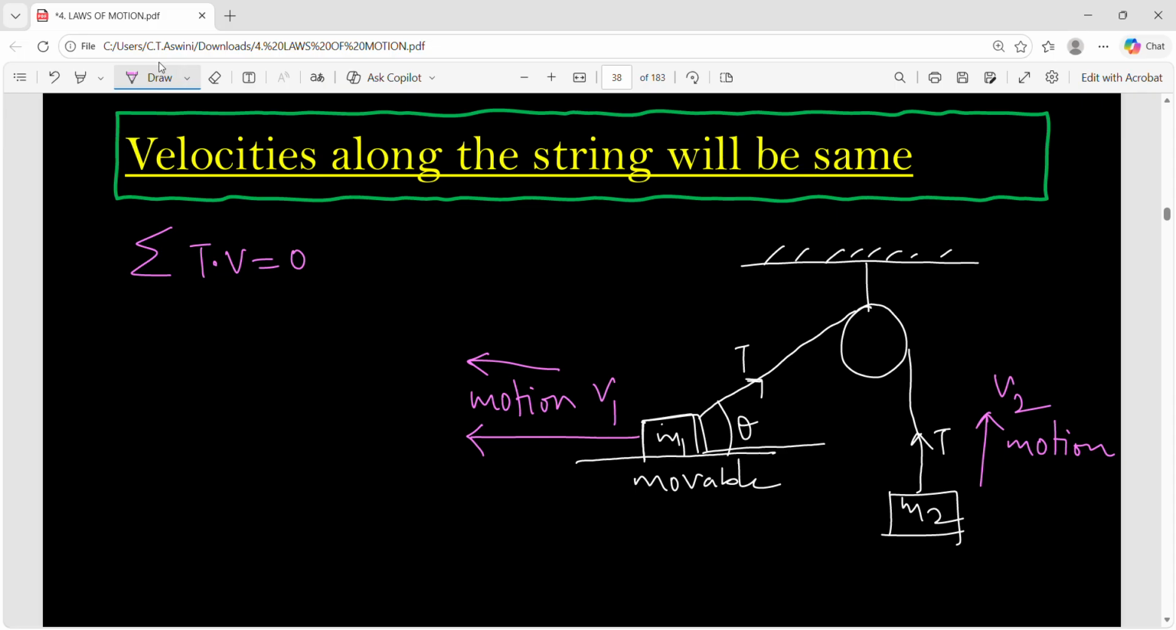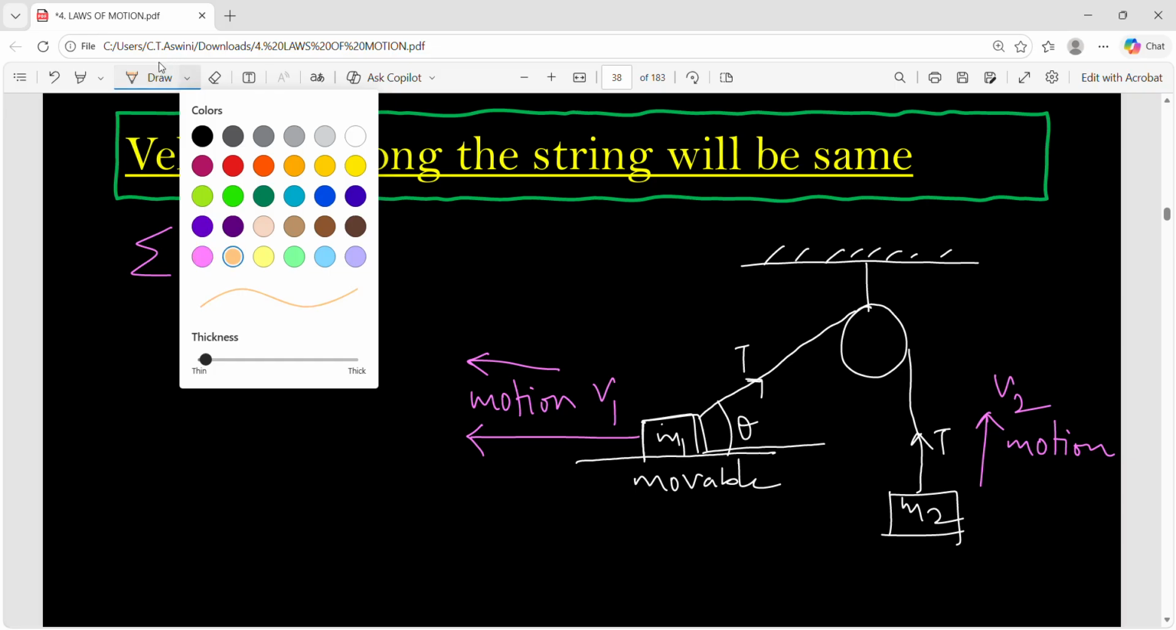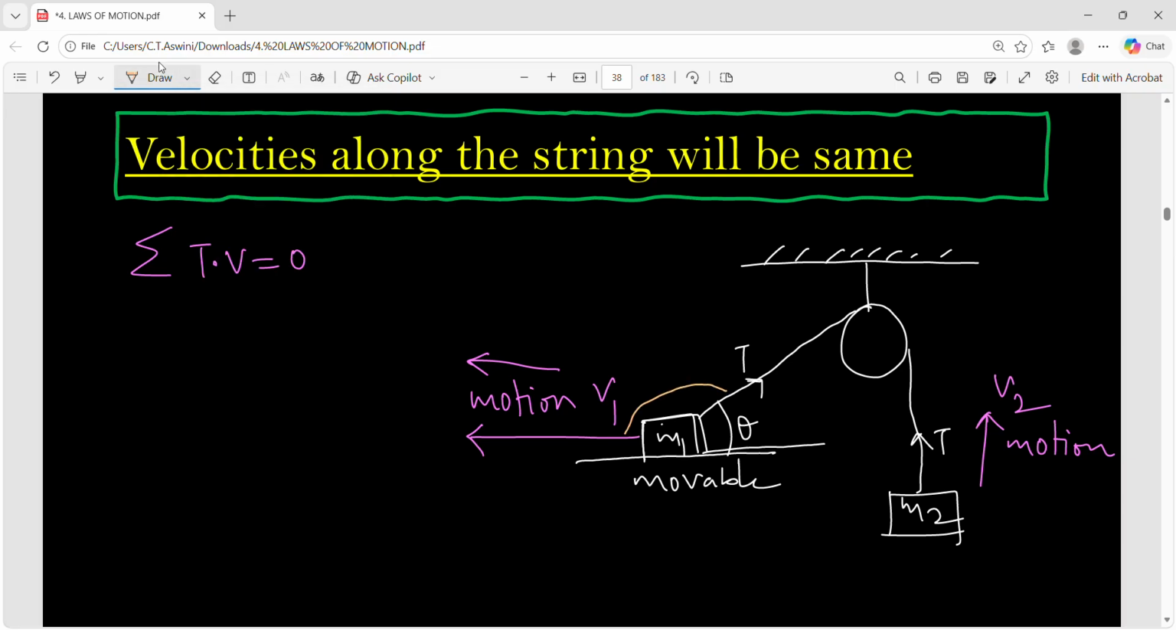Summation of dot product of T and A should be equal to 0. Let us apply that. What is theta 1 here? Between V and T, what is the angle? See, the whole is 180 because the angle in a straight line is 180. So what about this angle? I assumed theta on the other side, so it will be 180 minus theta.